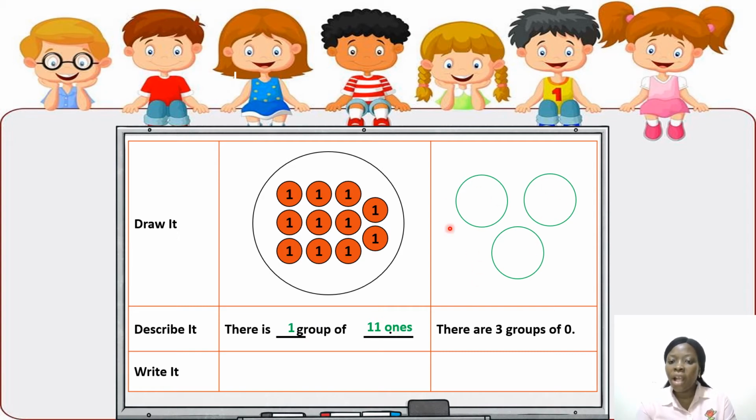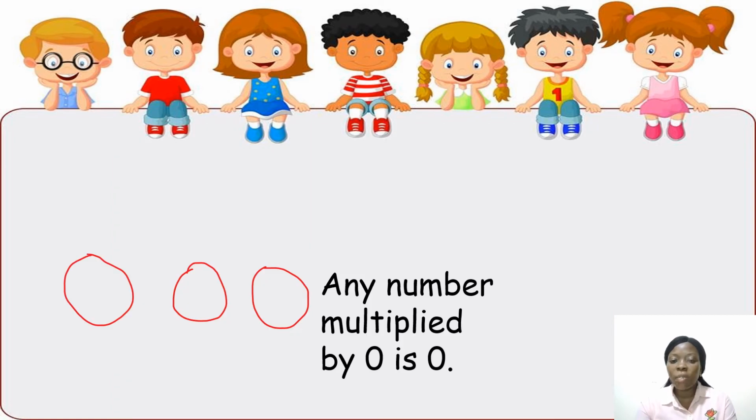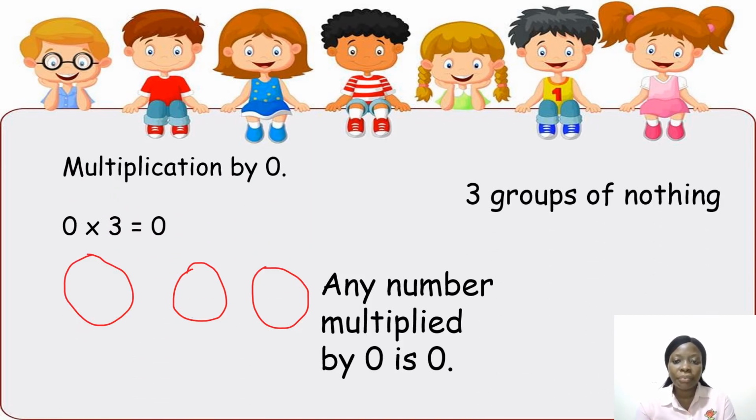And over here we have how many groups? 3 groups of what? 0. 3 groups of 0. There is nothing inside because it's 3 groups of 0. Now let's write it and see what it looks like. The multiplication sentence. So 11 times 1 is 11 and 0 times 3 is 0, or 3 times 0 is 0. Let's look at multiplying by 0 so you understand the concept better.